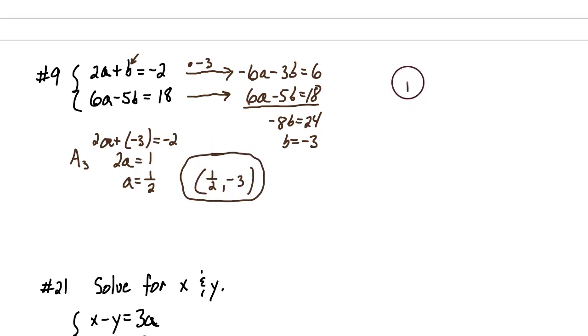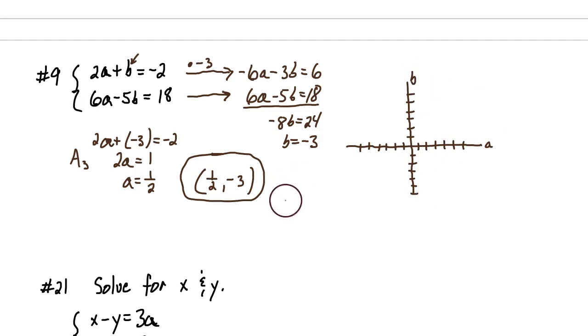Let's graph that. This is the a-axis and this is the b-axis. Focus on the first equation. 2a plus b is equal to negative 2.